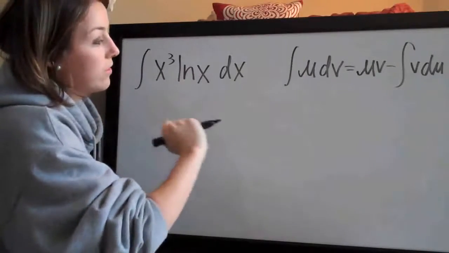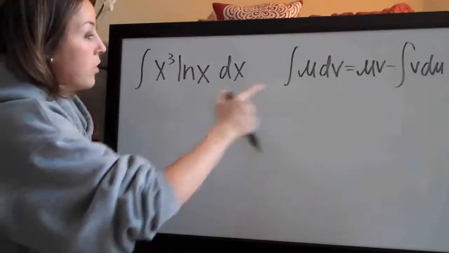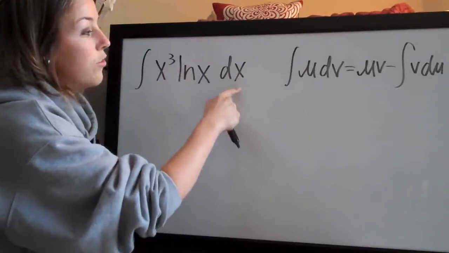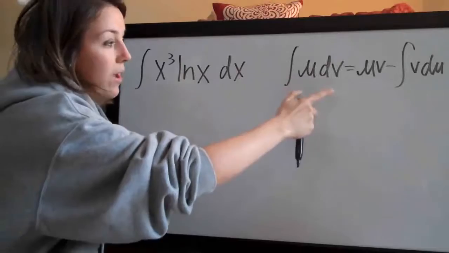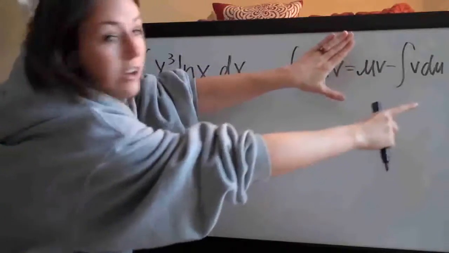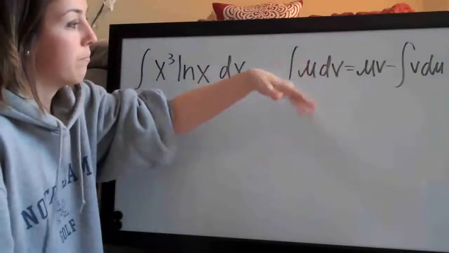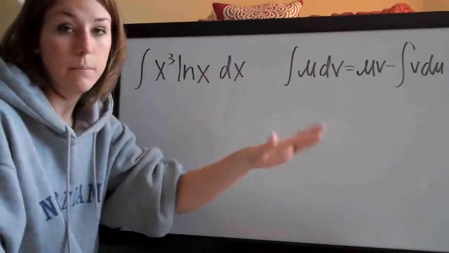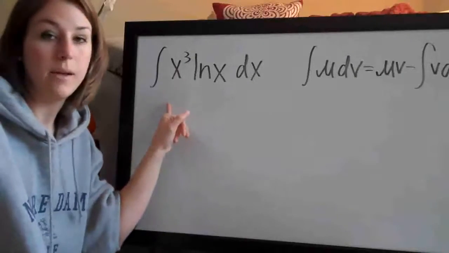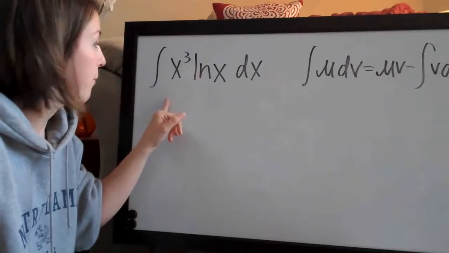So the first thing that we have to do is assign u and dv to various parts of our problem. Once we do that, we can find du and v, and then get this part of the equation over here, and then hopefully integrate something simpler and solve. So let's go ahead and try this as an example so that we can see what we're talking about.